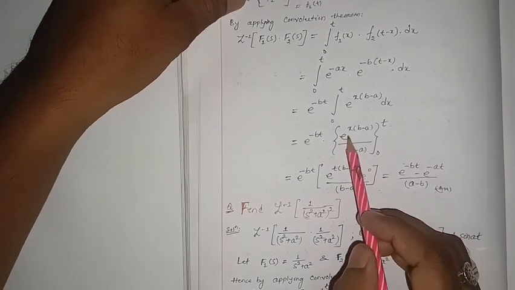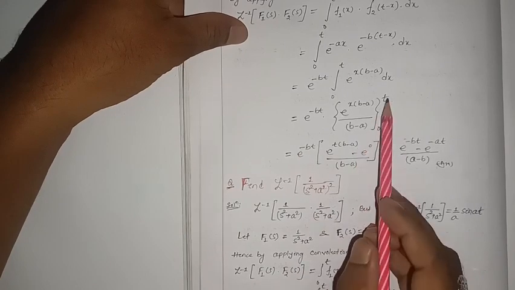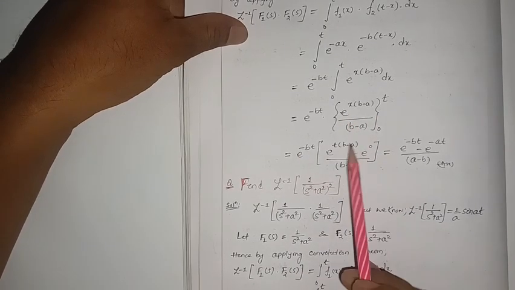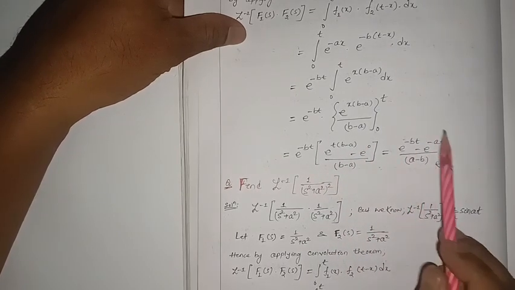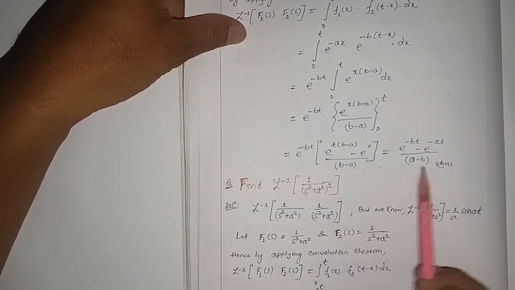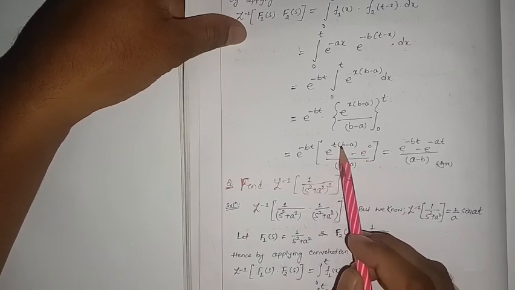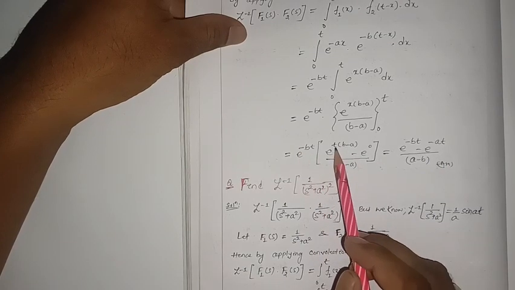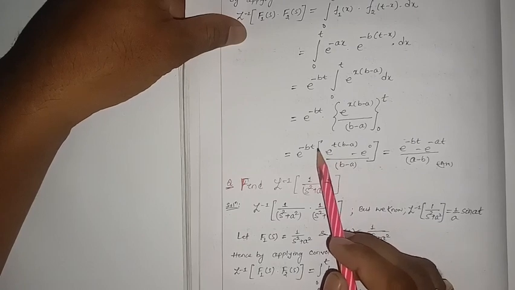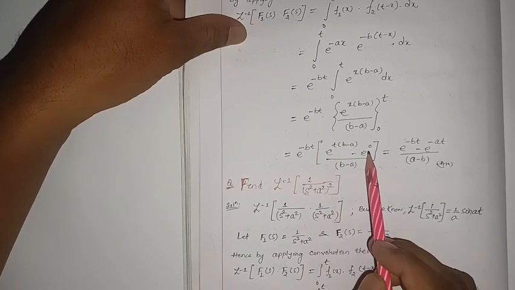The integration of this one will be e to the x into (b minus a) by (b minus a), with 0 to t as the limit, times e to the minus bt. If I substitute t, this will be e to the power t into (b minus a) minus e to the 0, whole divided by (b minus a), and after simplifying we are going to get this answer. Here you can see e to the 0 is 1. Here one term will be e to the plus bt into e to the minus at. Here minus bt plus bt, that means e to the 0 will come up and e to the minus at will be there, and this term will be multiplied with this one, meaning e to the minus bt.